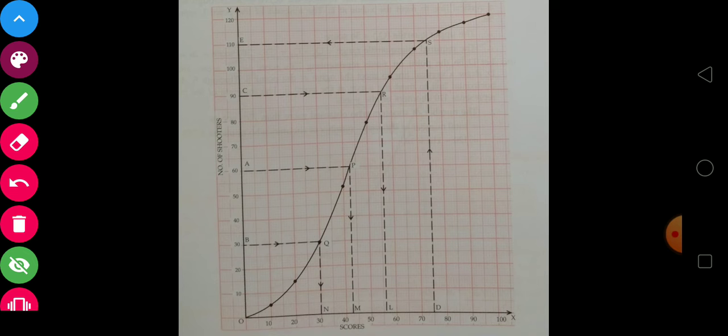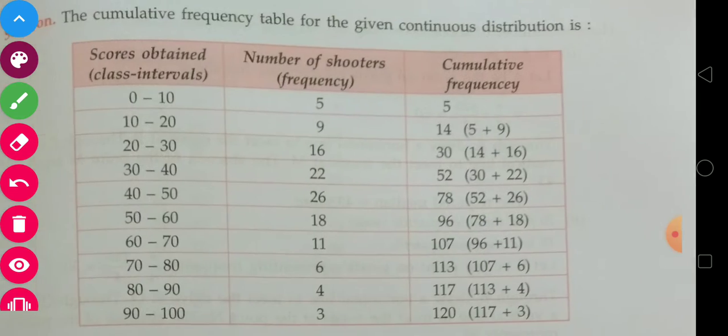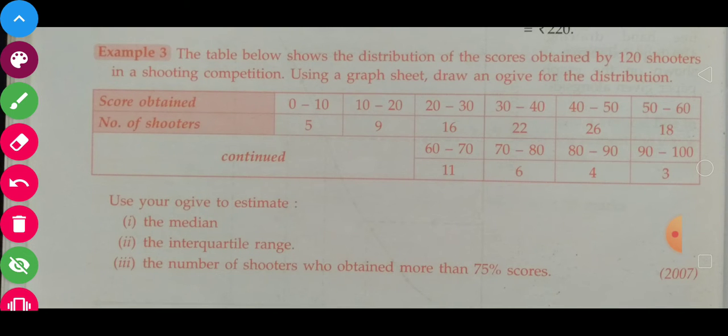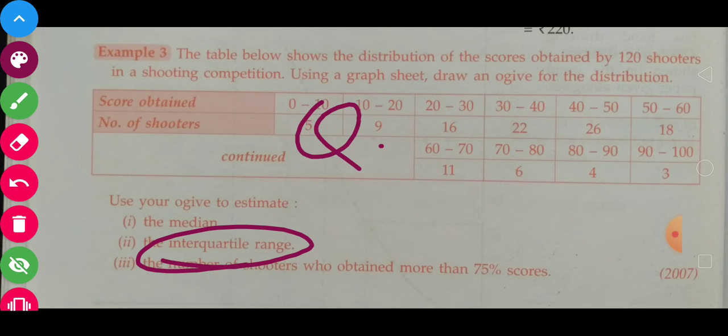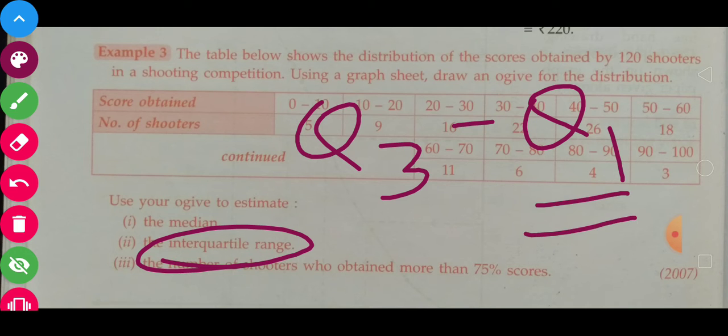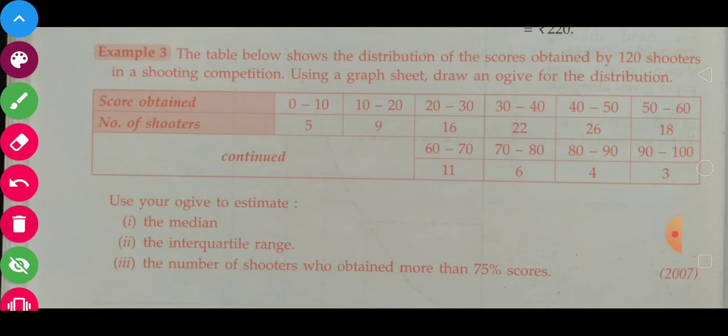Now let us go back to the question. The first part of the question was to draw an ogive, which we have already done. The next part is to find the median. Now how to find the median, and also the interquartile range. For interquartile range we know that it is Q3 minus Q1. So for the range we need Q1, and we also need Q3.